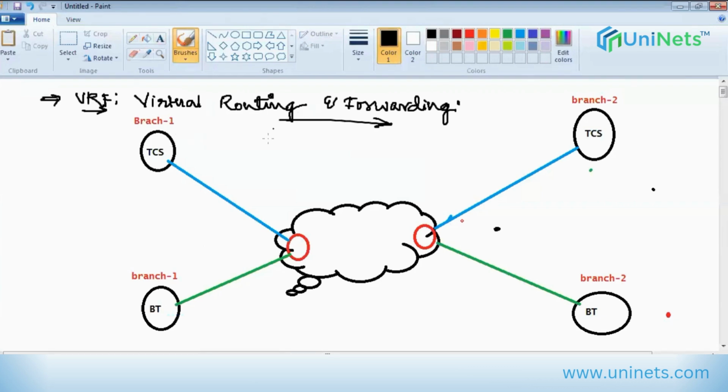Yeah, but let me think that TCS is using 192.168.1.0/24 and BT is using 192.168.2.0/24. Even in this, I don't have any problem. TCS is using some network in branch 1 and BT is using some other network. They are completely different networks, so I don't have any problem. Right? But what if even BT uses the same network?